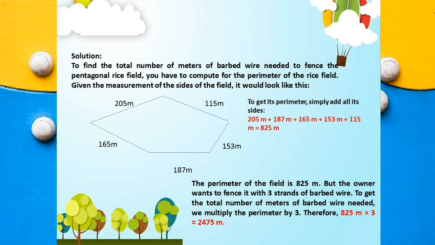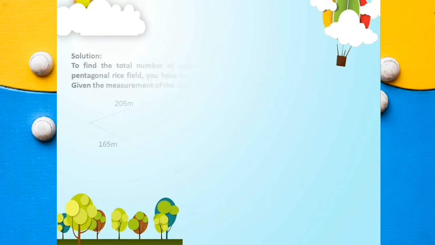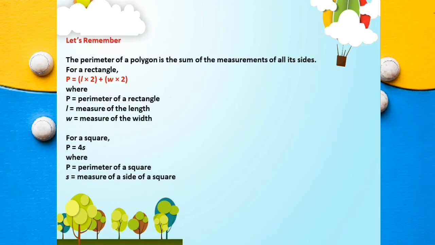To get the total number of meters of barbed wire needed, we multiply the perimeter by 3. So therefore, 825 meters times 3 is equal to 2,475 meters. So let's remember, the perimeter of a polygon is the sum of the measurements of all its sides.